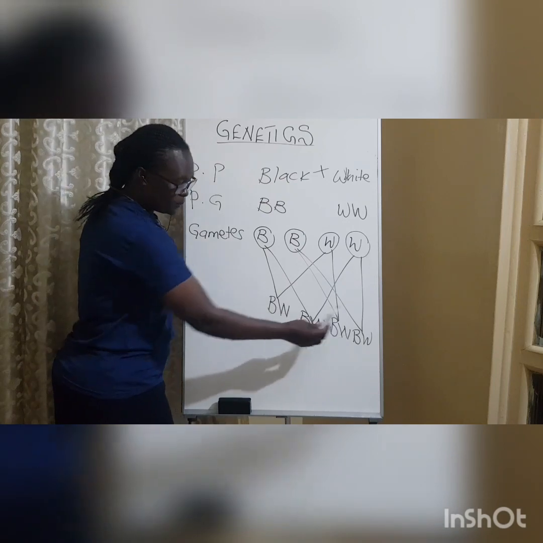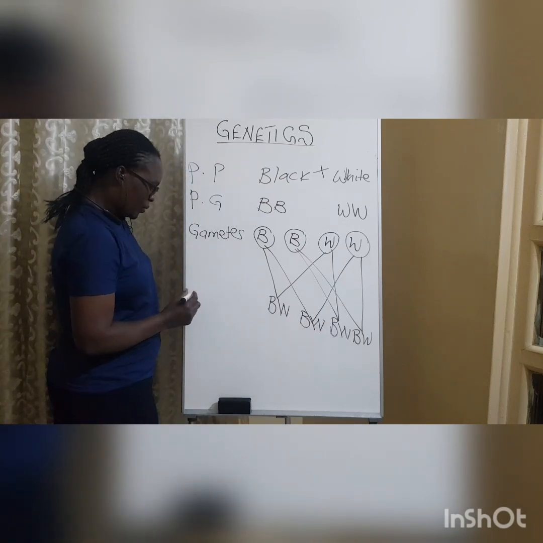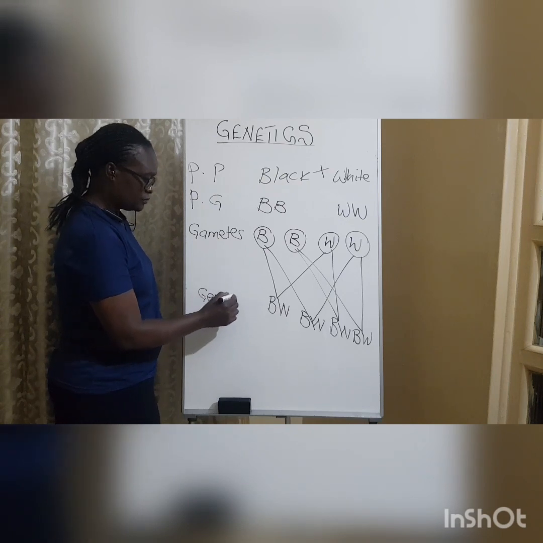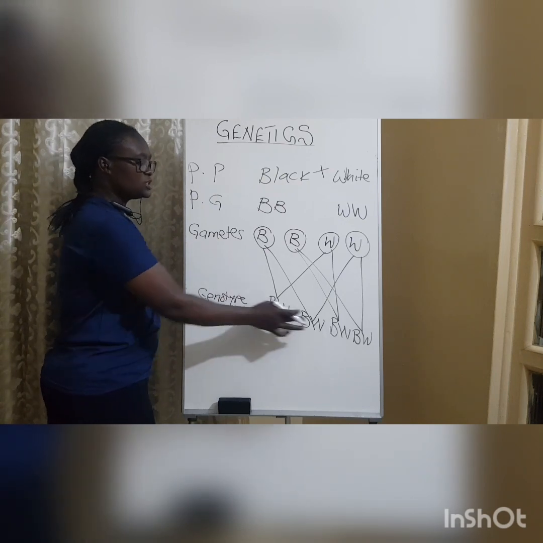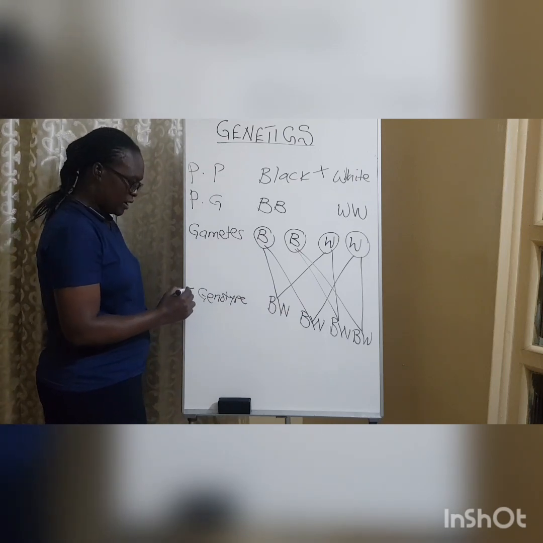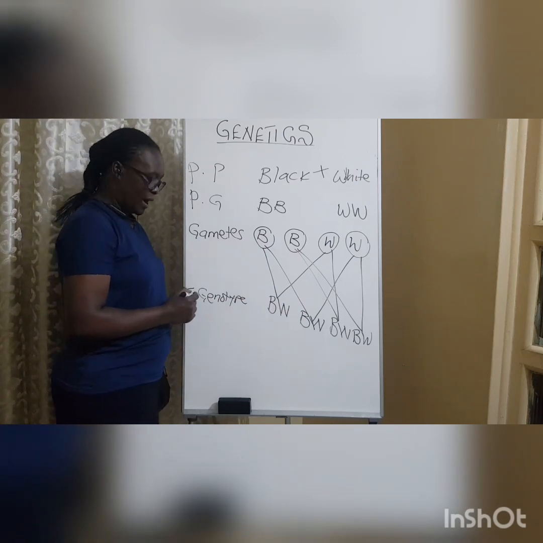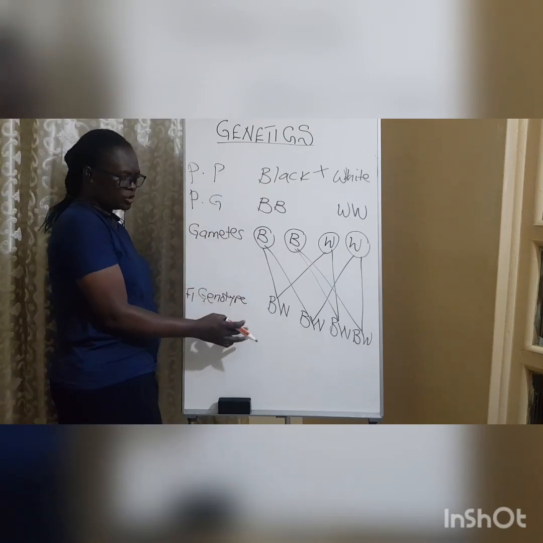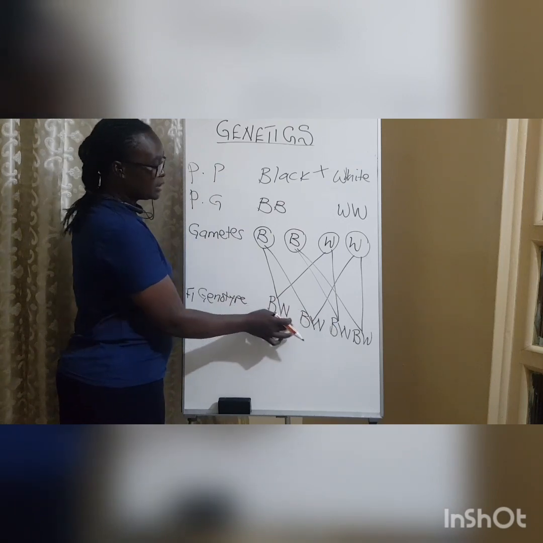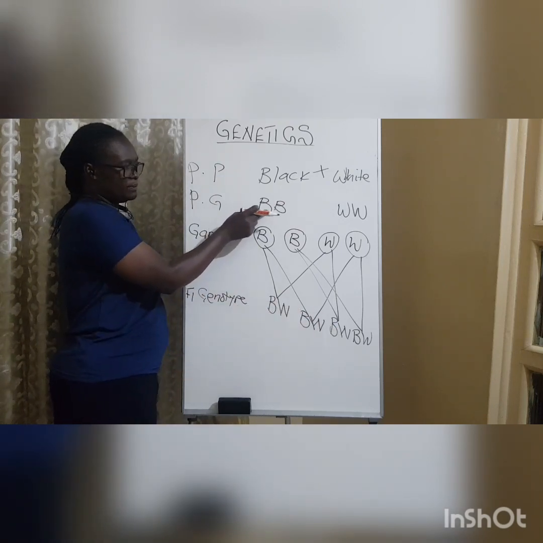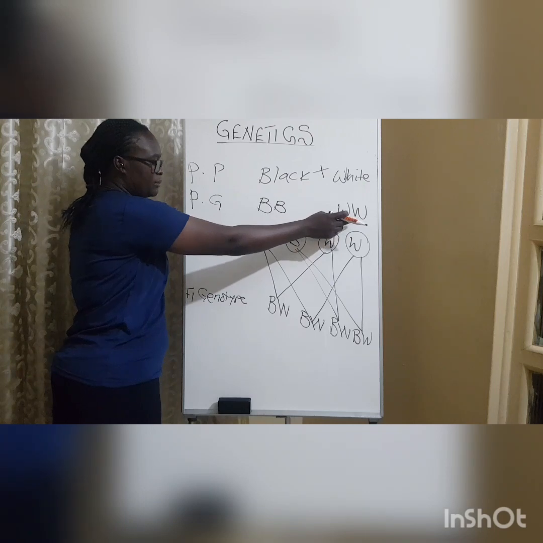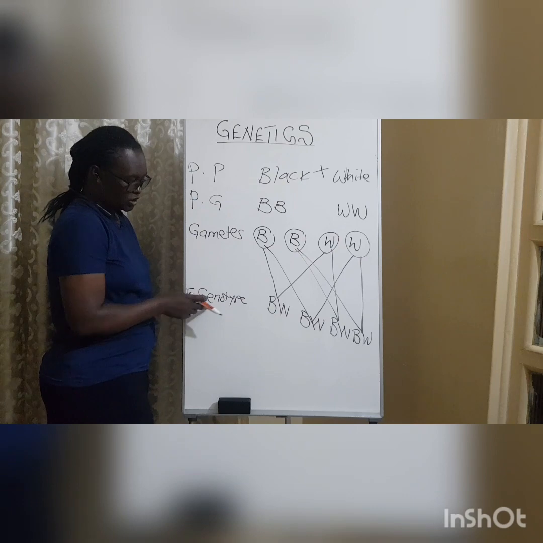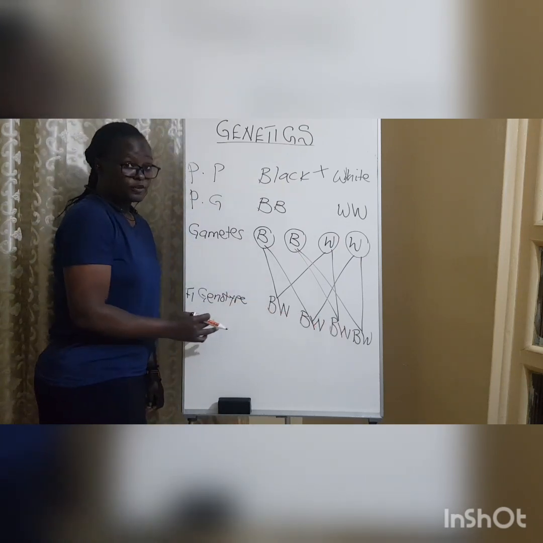So these are the offspring. So here, we are going to write the genotype. So since this is the first generation, we write F1, filial 1 or generation 1. From the parents, we have this first generation. So as you can see, it is BW, BW, BW, BW. So that's why even here we get this word genotype. We put it here to mean that these are the offspring.